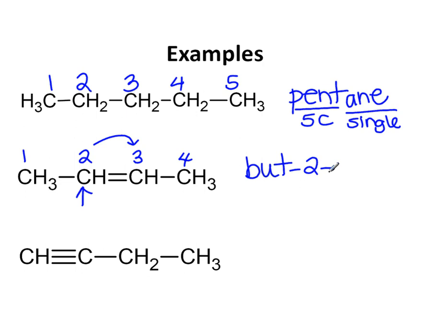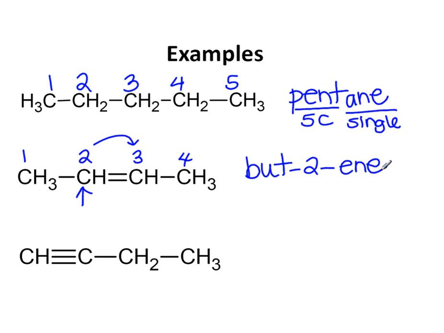After I've put the position number in, then I need to put my suffix. What type of compound do I have? Since I have a double bond, this is an alkene. So an alkene ends in ene. So I put ene on there. So this is the name for that compound, bute-2-ene.